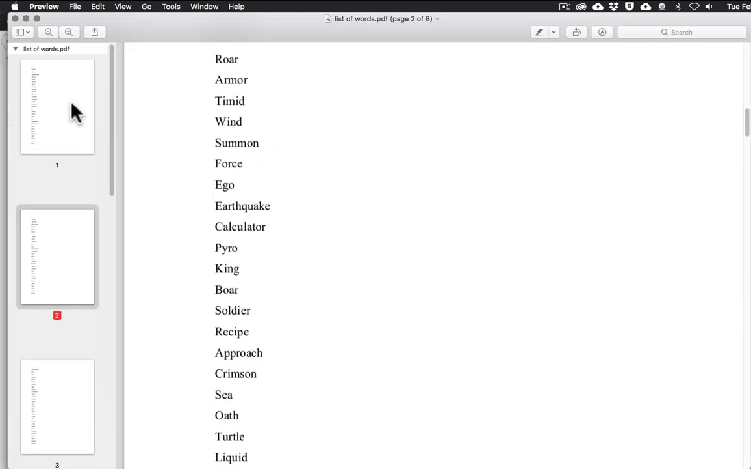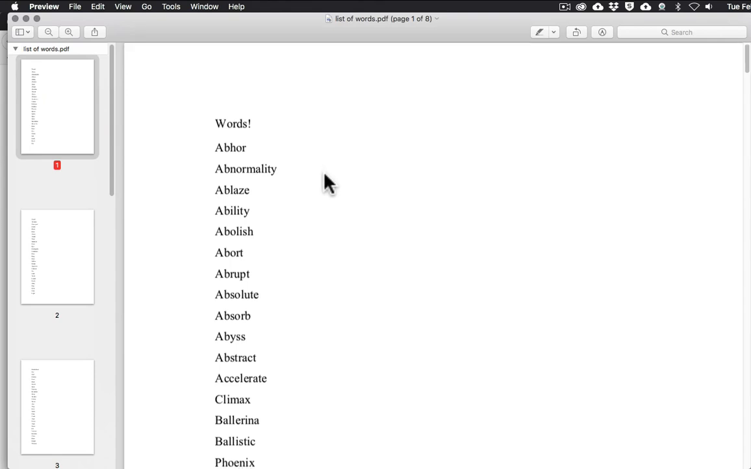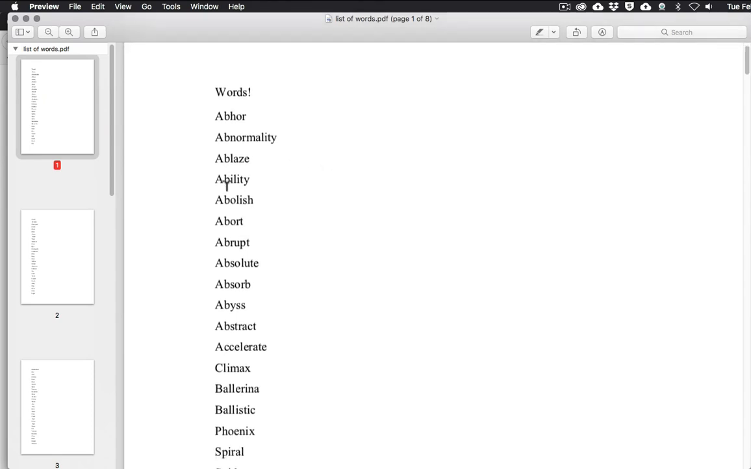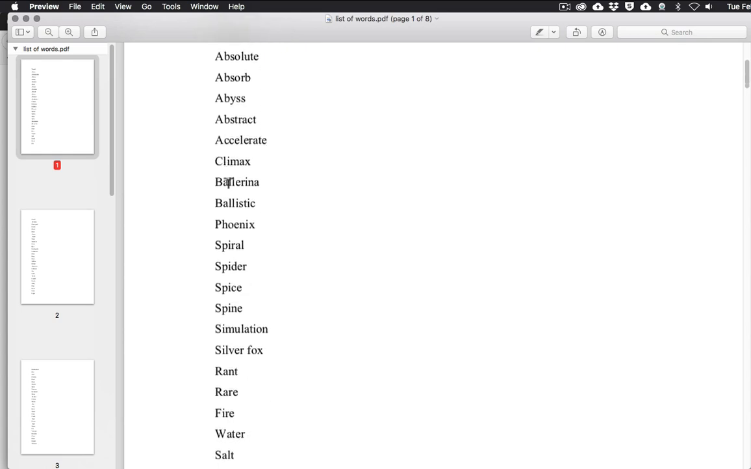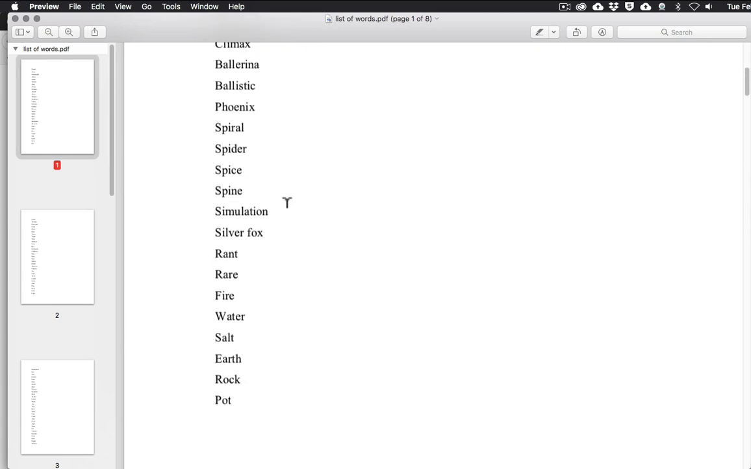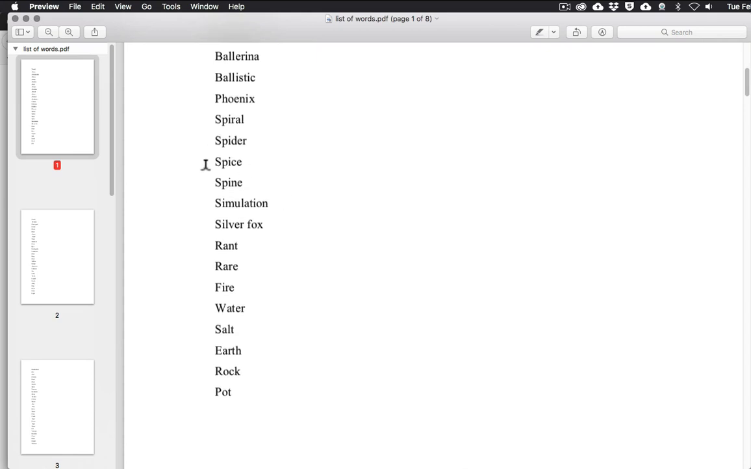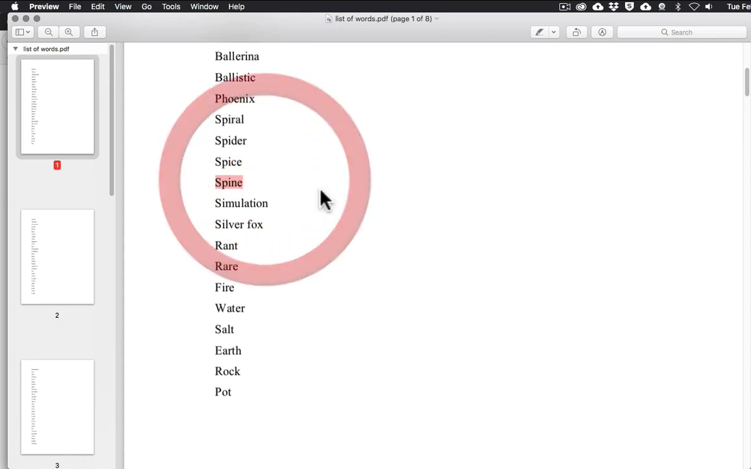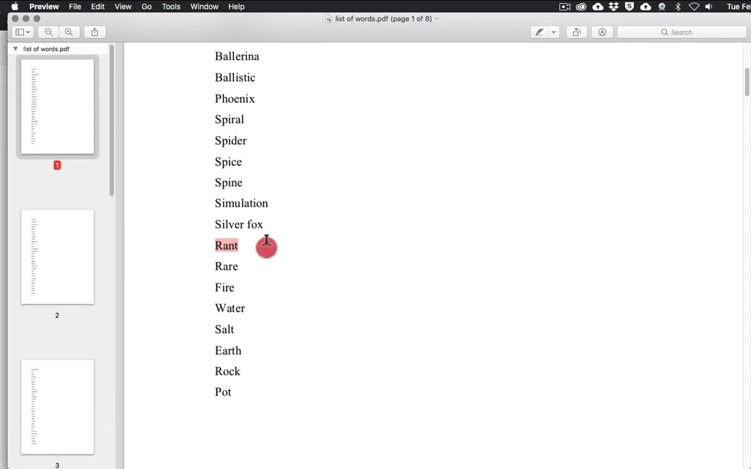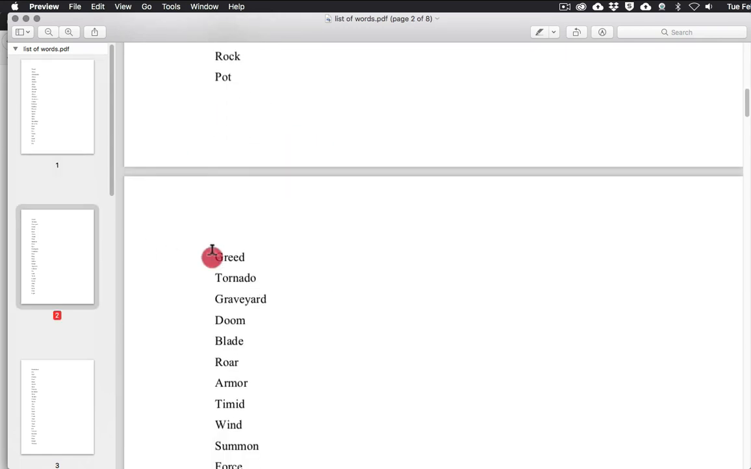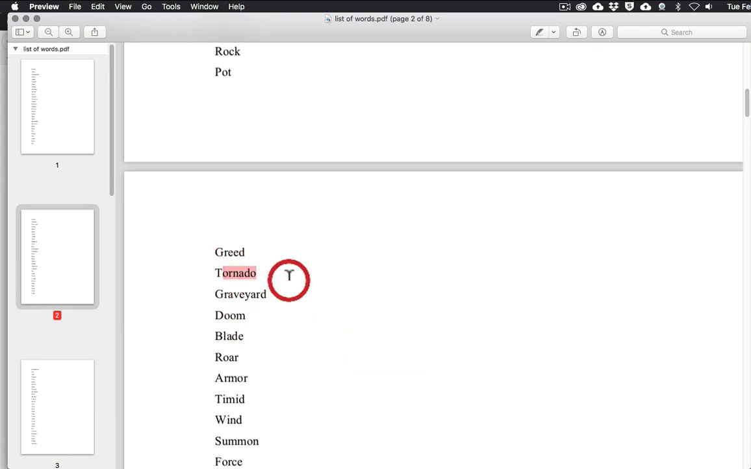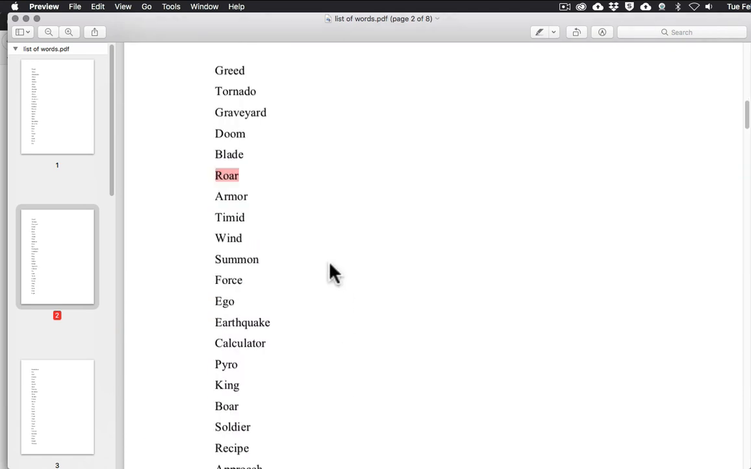Okay, so here's a student who really just went through and found a ton of words. And I love this because they looked at lots and lots of words, and anything that sounded like it might work, like spine or rant or greed, tornado, graveyard, doom, blade, roar. There's a lot of possibilities in a lot of these words.